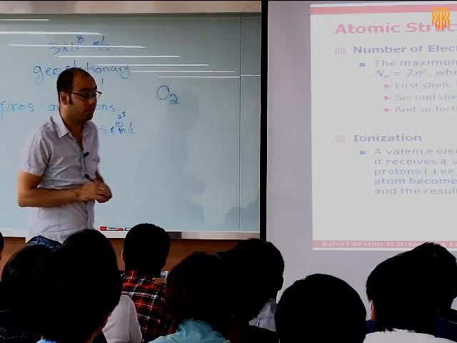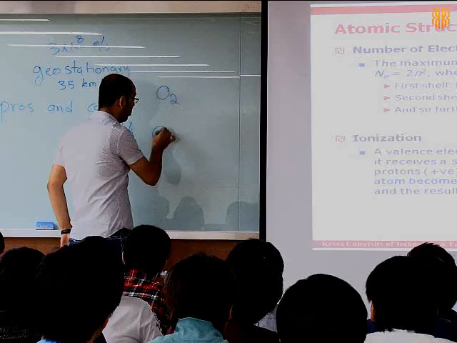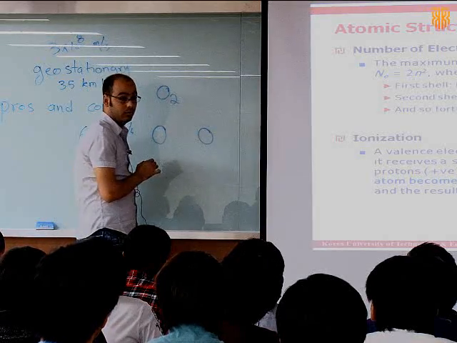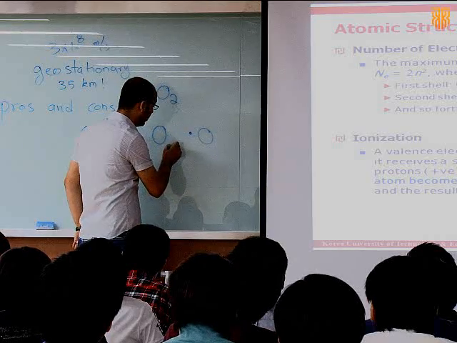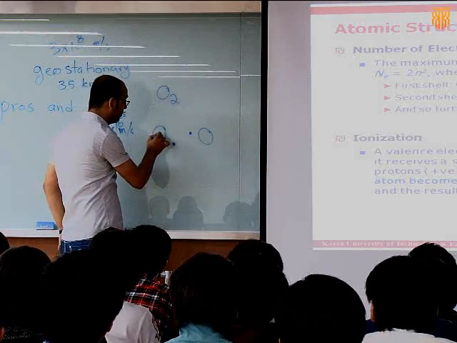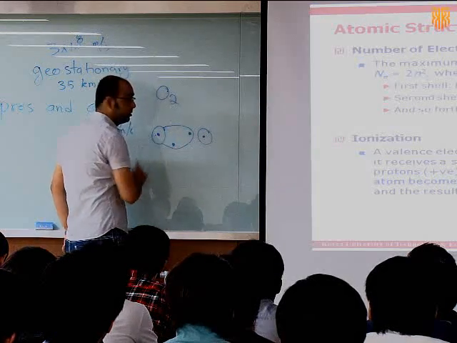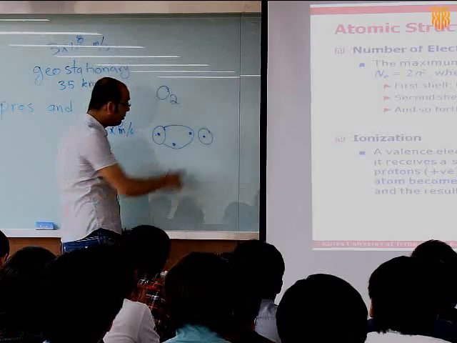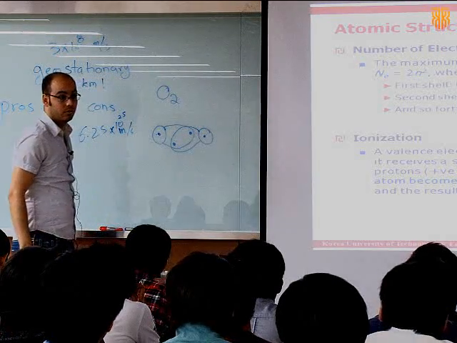O2, okay? So the O2, we have one O and one O, okay? And it has one electron outside and one electron here, okay? This atom takes both of the electrons like this. And this one takes both of them like this, okay?